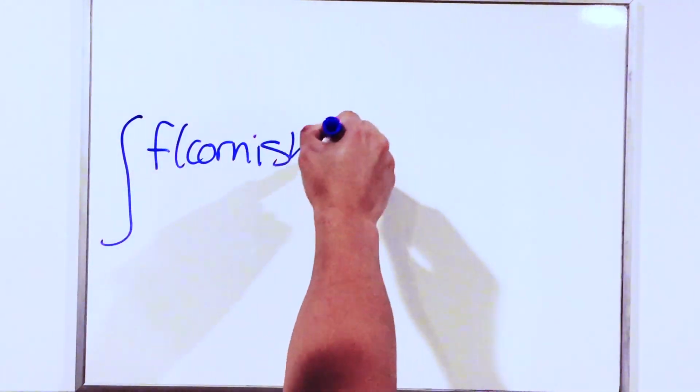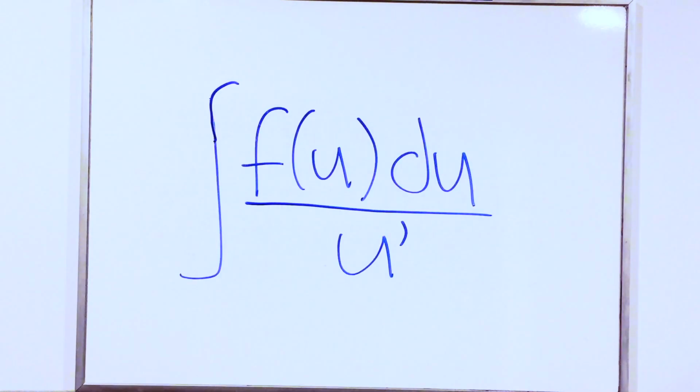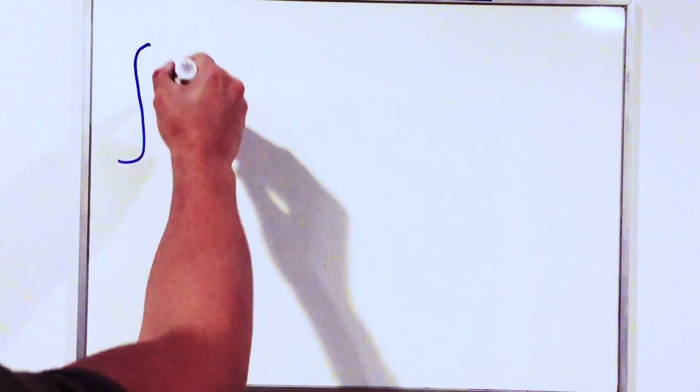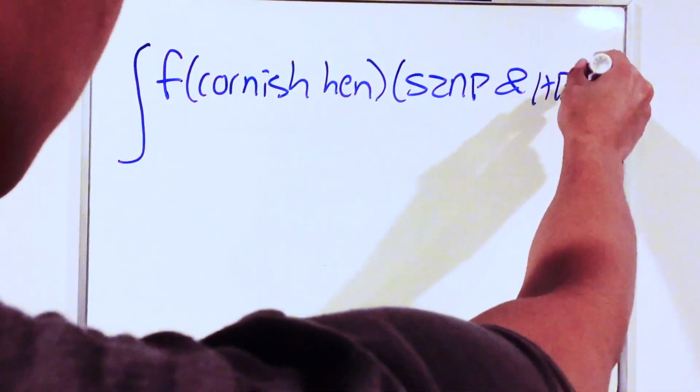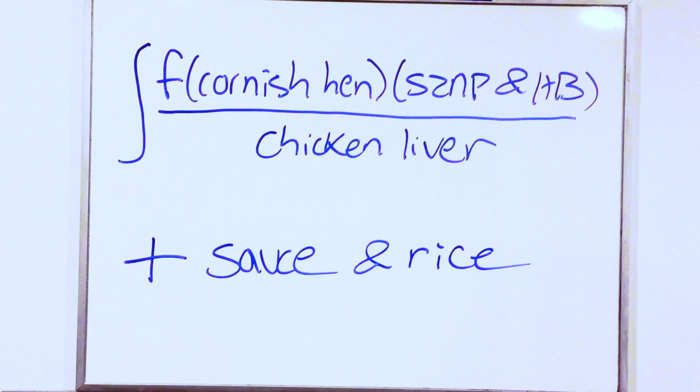So let's plug everything into our original problem, the integral of Cornish hen dx. And oh look, it matches the general solution. When we integrate this, we can't forget the plus C, which will be sauce and rice. So the whole thing comes out to be the integral of Cornish hen times seasoning paste and herb butter divided by chicken liver plus sauce and rice.